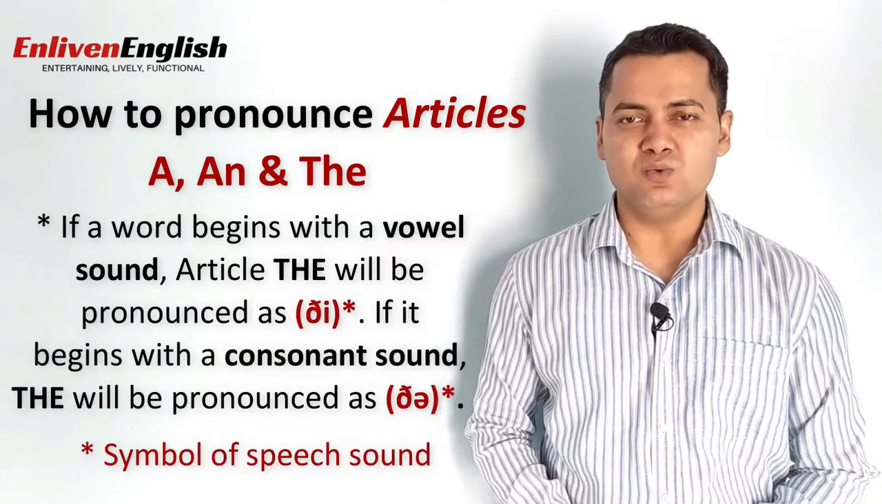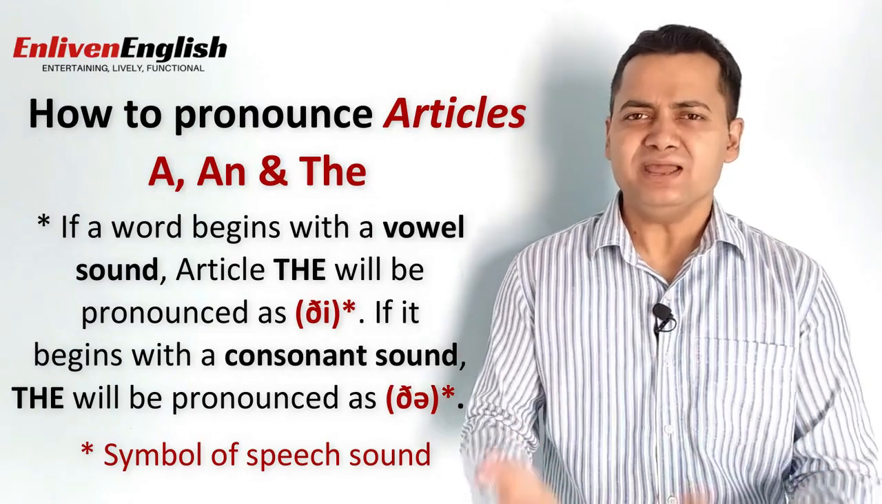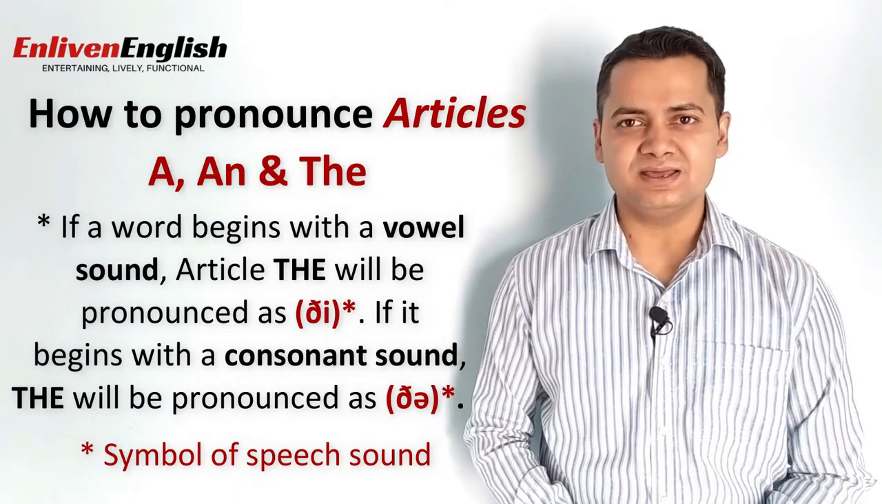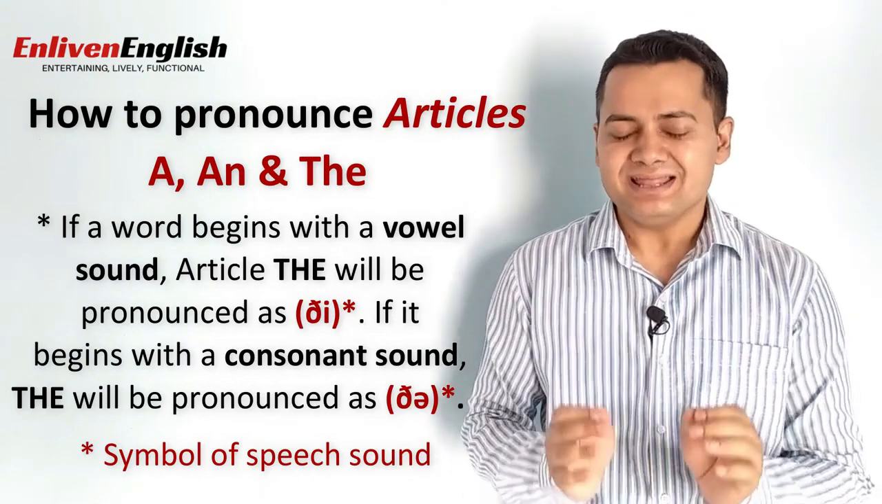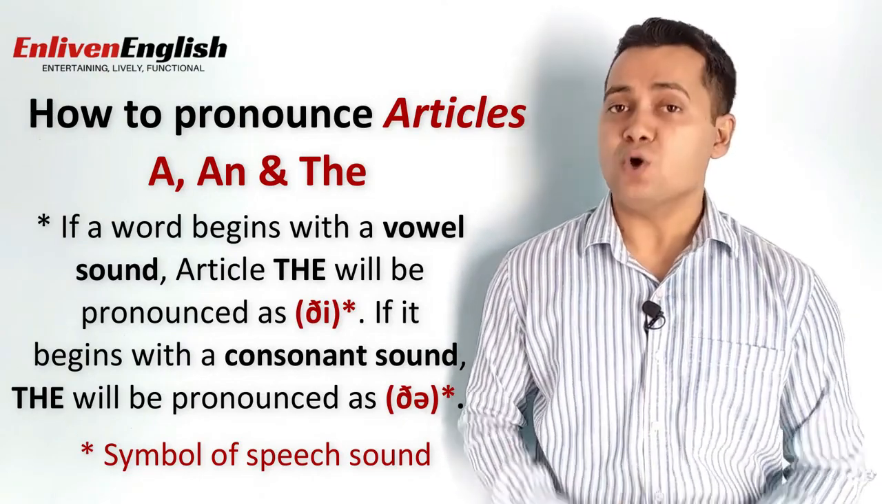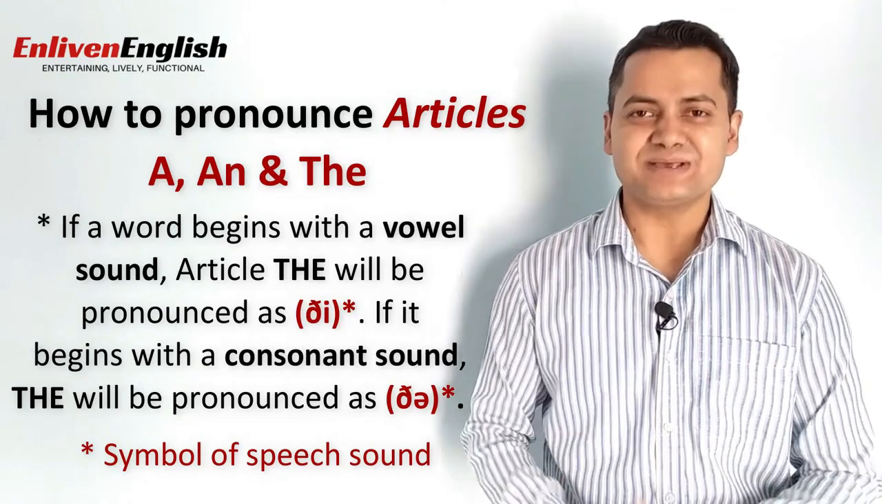The definite article "the" will be pronounced as either "thee" or "thuh," depending on the sound of the word following it. If the word begins with a vowel sound, "the" will be pronounced as "thee." If the word begins with a consonant sound, it will be pronounced as "thuh." Let's see some examples.